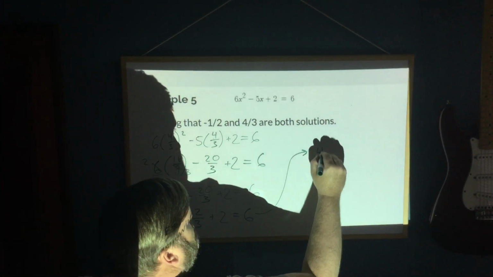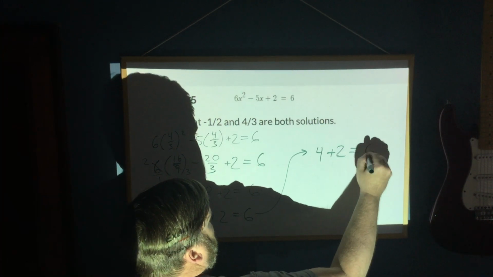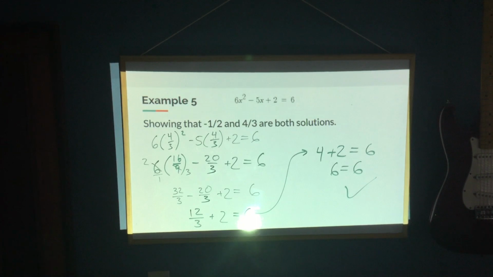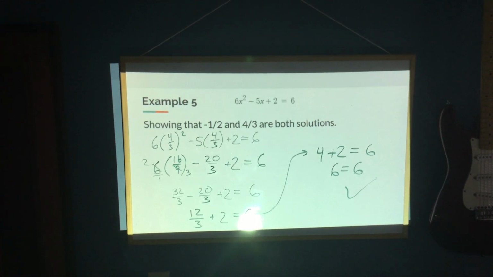12/3 is 4. 4 plus 2 equals 6. 6 equals 6. All right. Sorry for the glitch there, but hopefully you didn't get too lost. It was an easy fix. So again, it was a true statement.